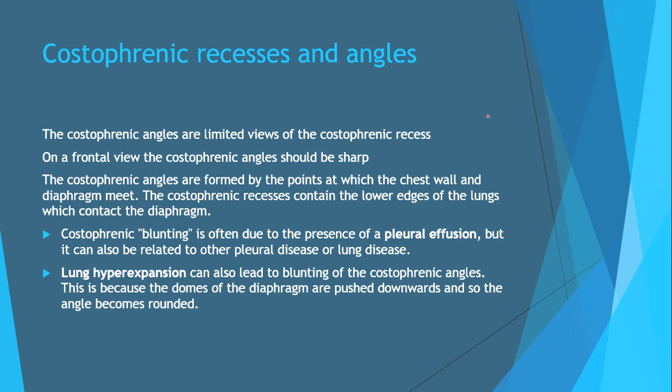Costophrenic blunting is often due to the presence of a pleural effusion, but it can also be related to other pleural diseases or lung disease. Lung hyperexpansion can also lead to blunting of the costophrenic angles. This is because the domes of the diaphragm are pushed downwards, and so the angle becomes rounded.